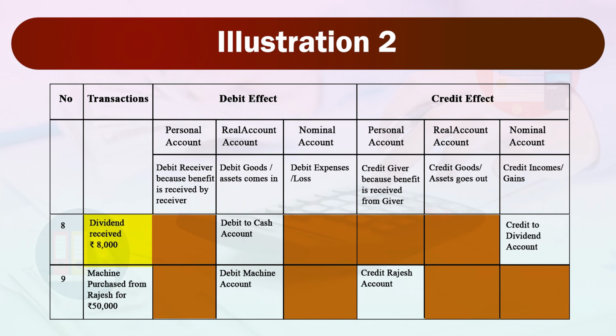Next is dividend received rupees 8,000. Here we are receiving cash. So, cash is treated as real account. So, debit whatever comes in and credit whatever goes out. So, cash account will be debited, and dividend received is income of the business. So, rules of nominal account will be applied, credit the incomes or gains. So, we will credit the dividend account.